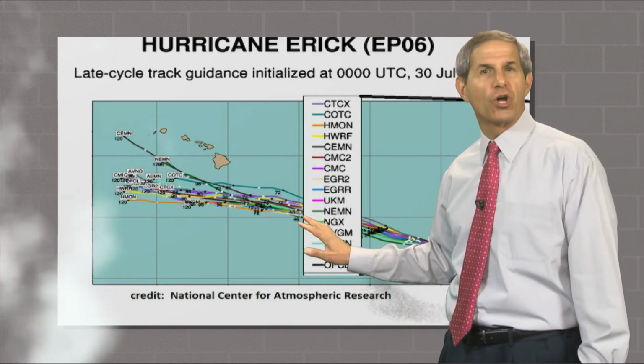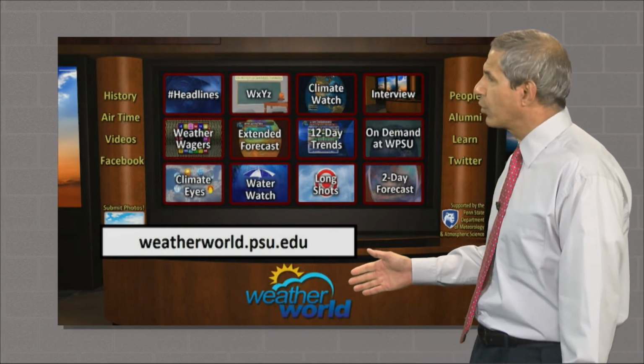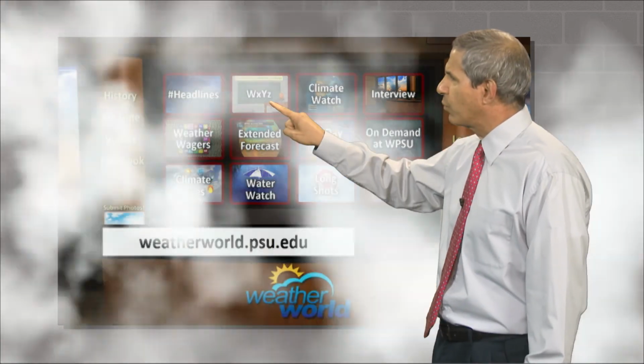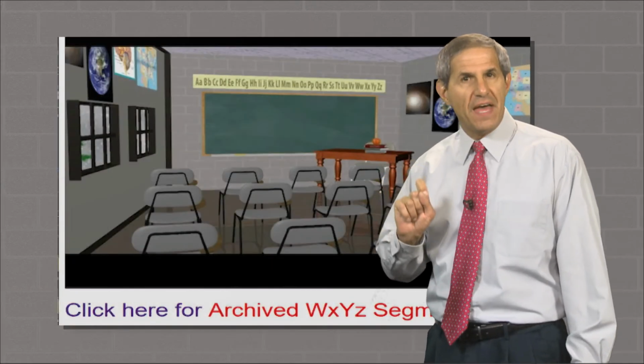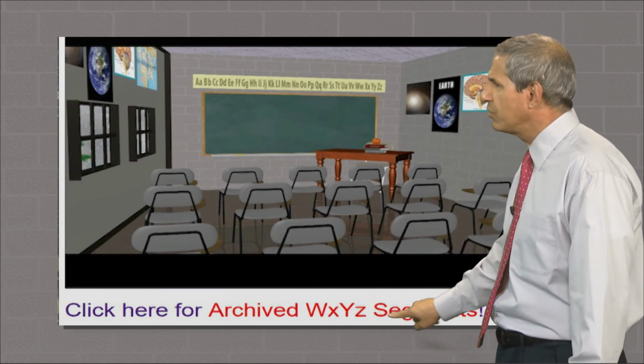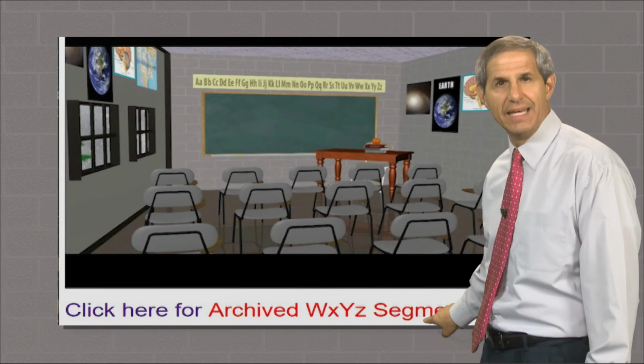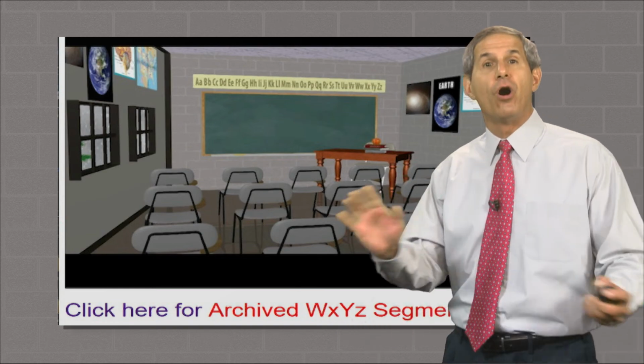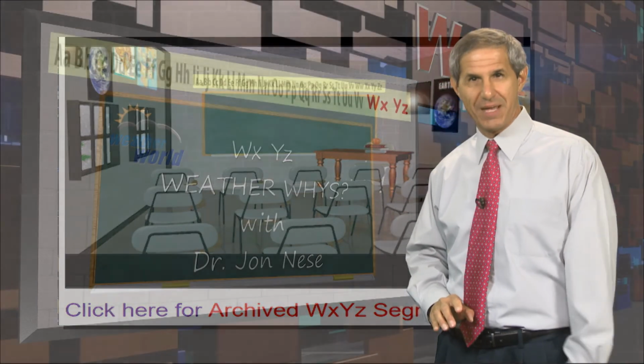Now, to help you sort all this out, go to the Weather World website, weatherworld.psu.edu, and click on the WeatherWise screen. Then click on the archived WeatherWise segments link. I will post several websites where you can learn more about all the strands of hurricane spaghetti.